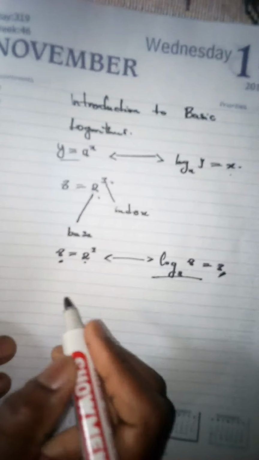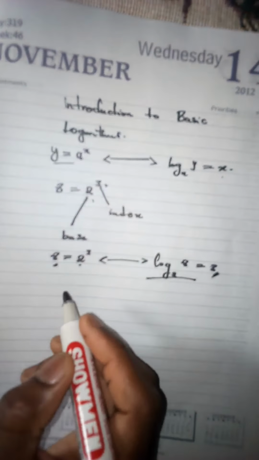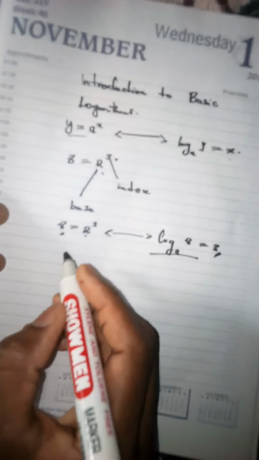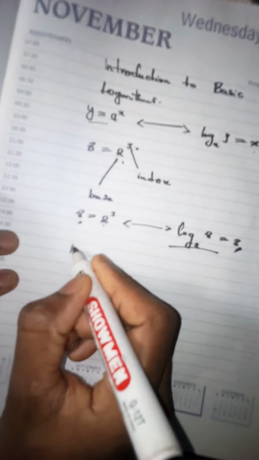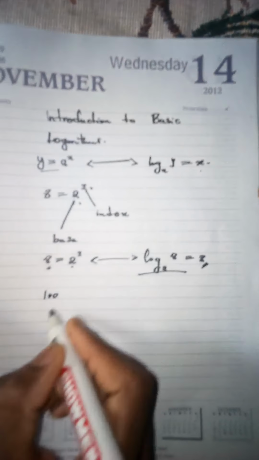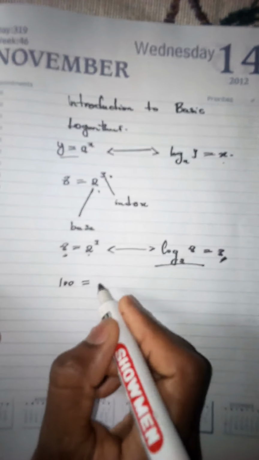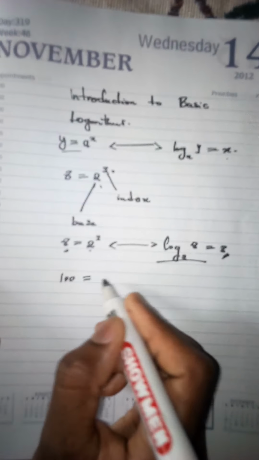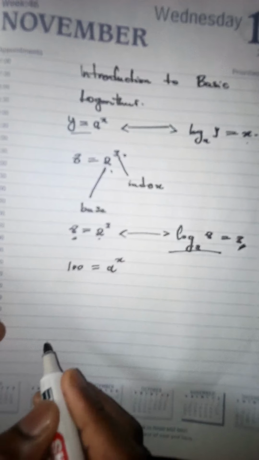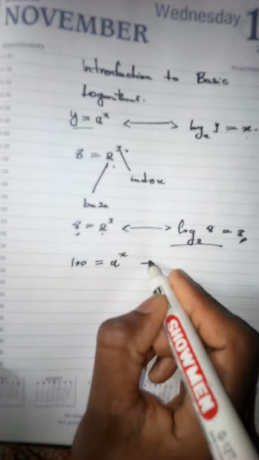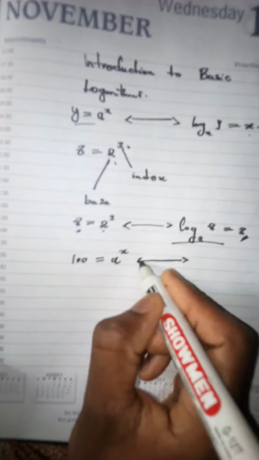Let's say we have another situation whereby we have 100 is equal to a to the power x. So how can I write this in logarithmic form?